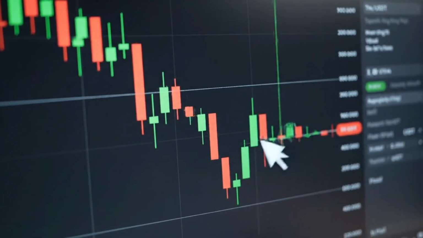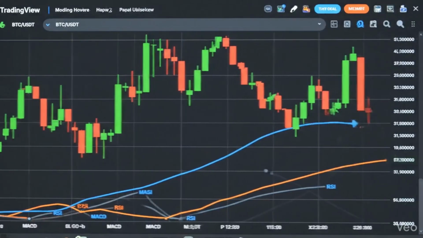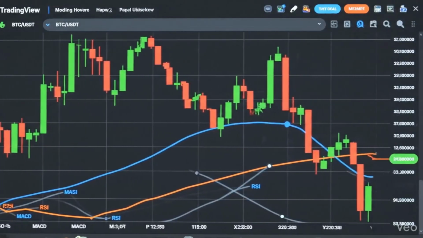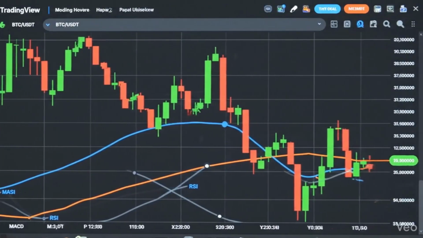Indicators do not move the market. Price moves first. Indicators only react to price. This is why professional traders always respect price before anything else.